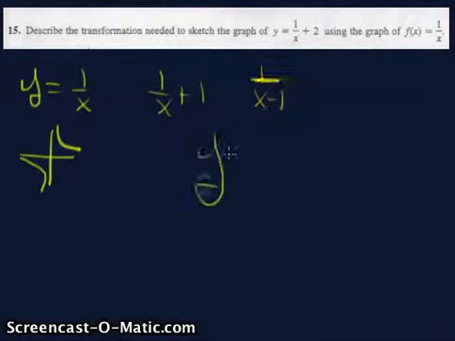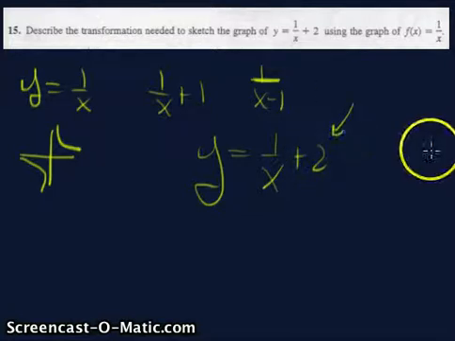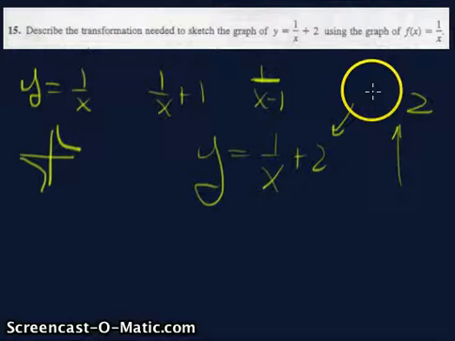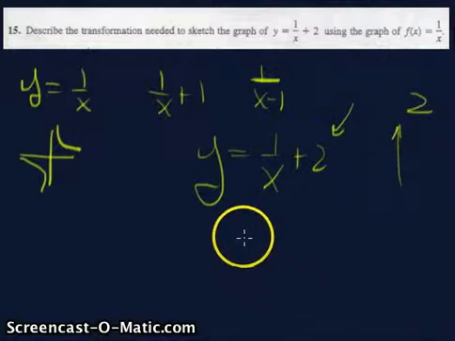Now notice what they gave you. Y is equal to 1/x plus 2. It's outside the function, so it moves up 2. So for 15, that's answer choice C.